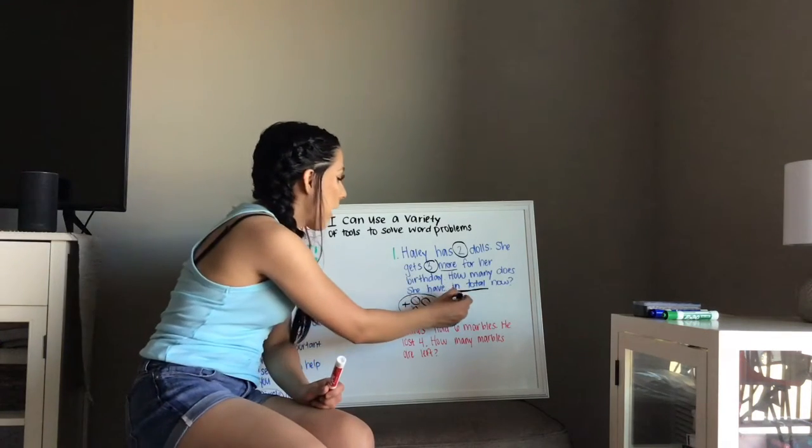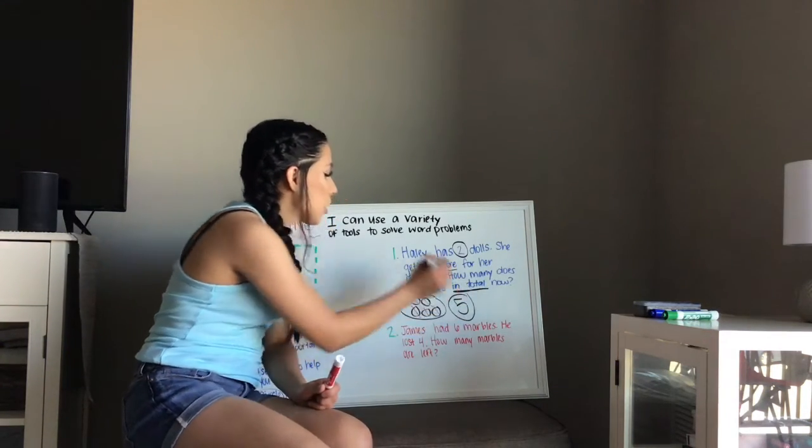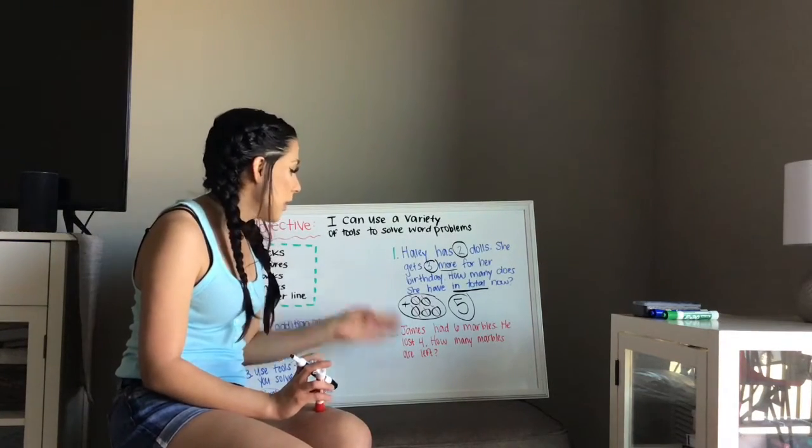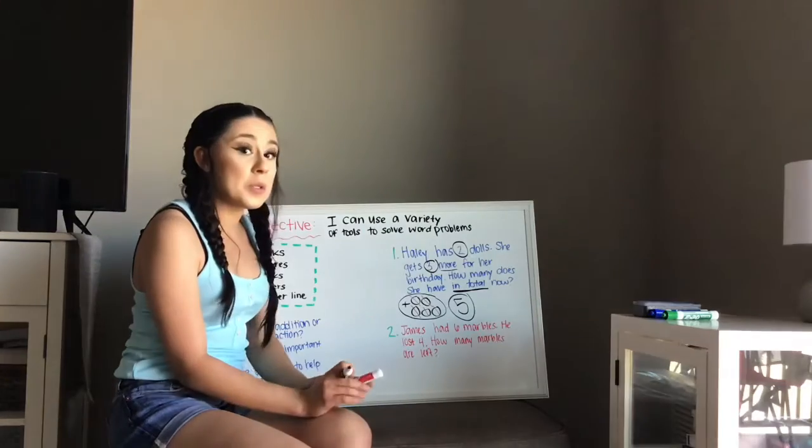Correct, we have 5. And I'm going to circle my answer. So Haley now has 5 dolls. Let's go ahead and go to number 2.